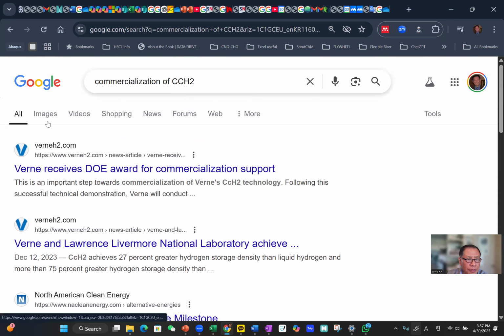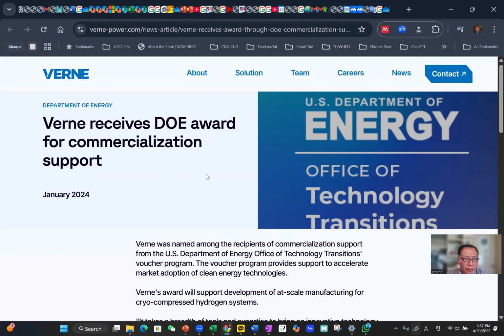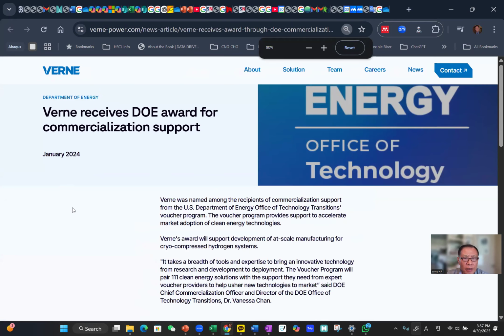So please pay very special attention to this technology and company. Bonnet, January 2024, only last year. As you can see, with this technology, this H2, we can achieve the highest density other than CGH2 or LH2.